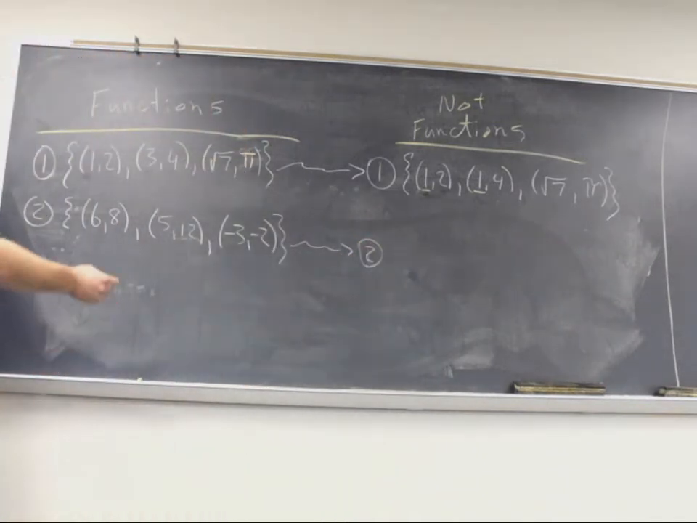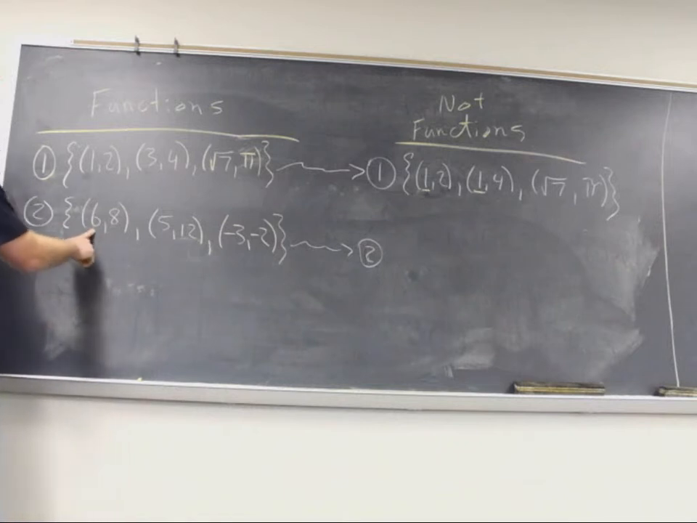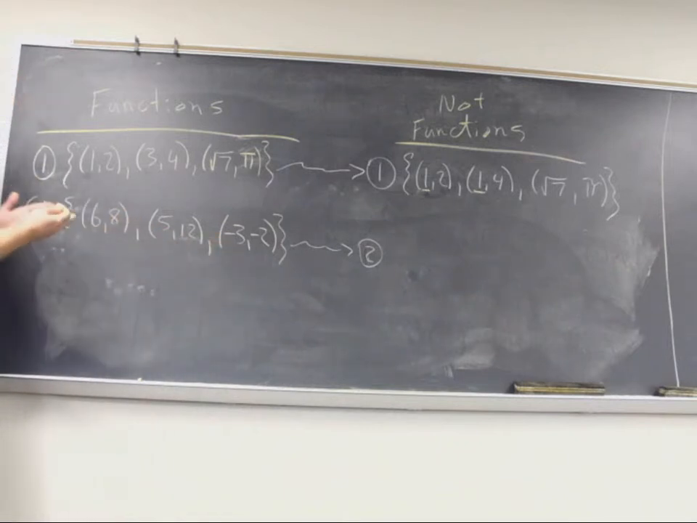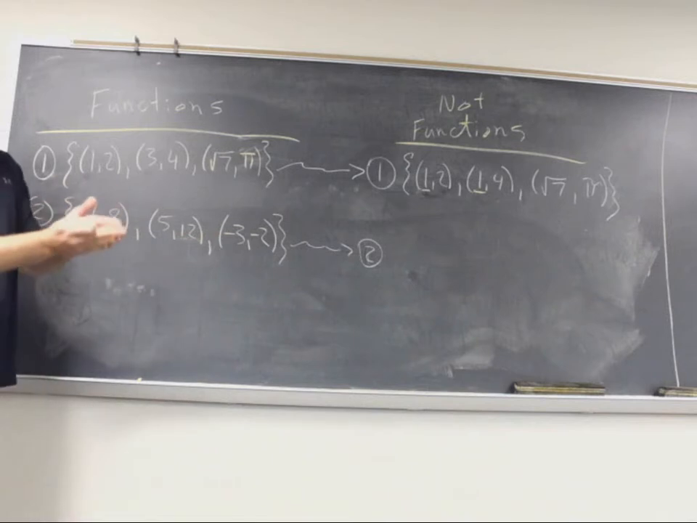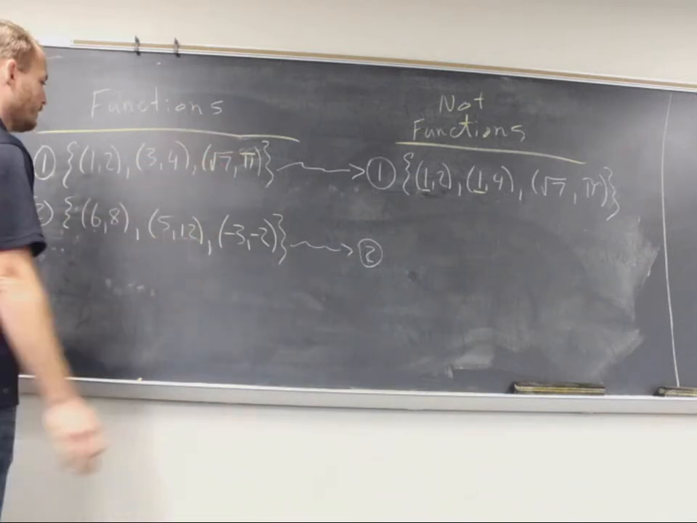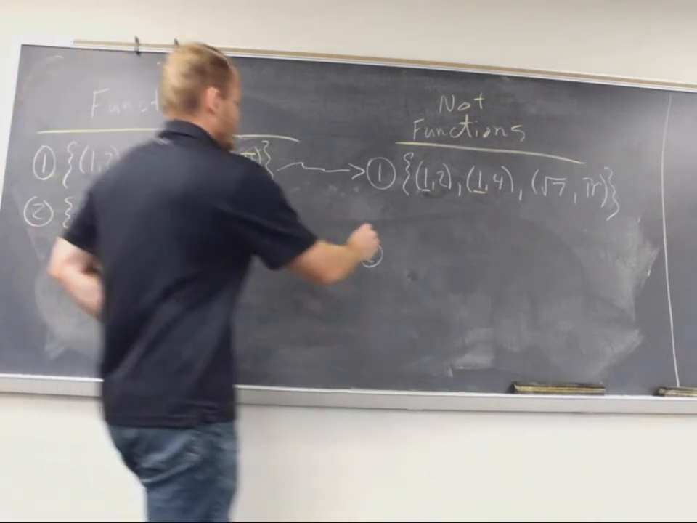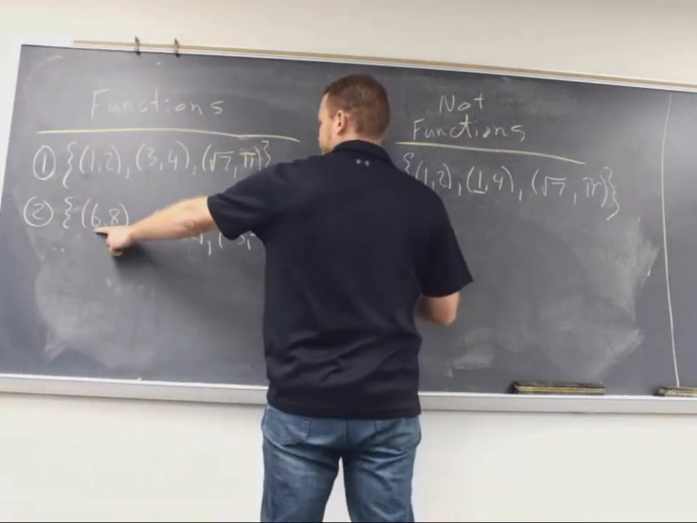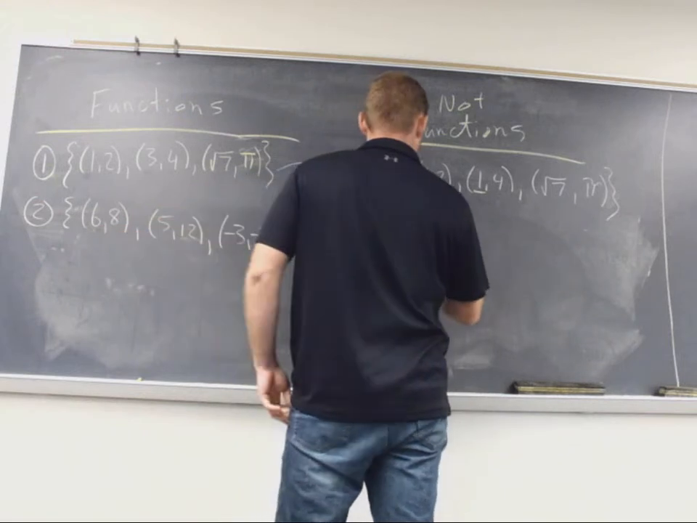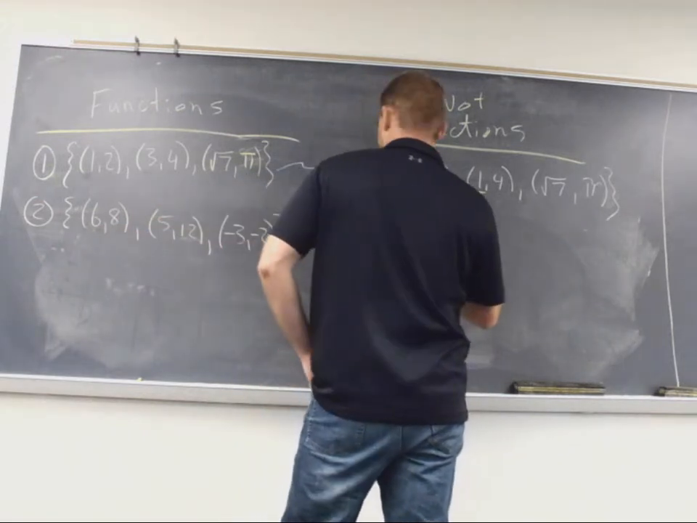So what I'll do is I'll change this 6 to a -3. And now I'm going to have the input of -3 giving me two different values, which is invalid. So this 6 is going to become a -3 now. -3, 8, and then everything else is the same.